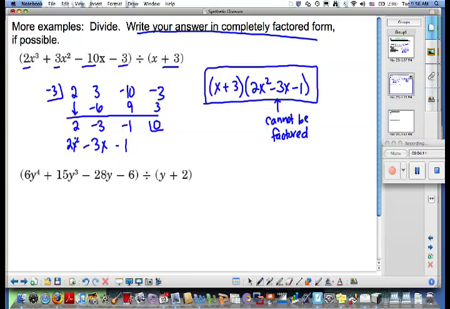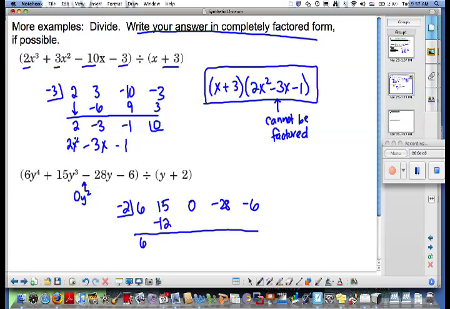The next one, 6y to the 4th plus 15y cubed minus 28y minus 6. If you notice, we are missing a y squared term. We're going to need to fill that in with a 0. So in our box, we have -2. Our coefficients, 6, 15, 0, -28, -6. We bring down the 6. -2 times 6 is -12. 15 plus -12 is 3. -2 times 3 is -6.